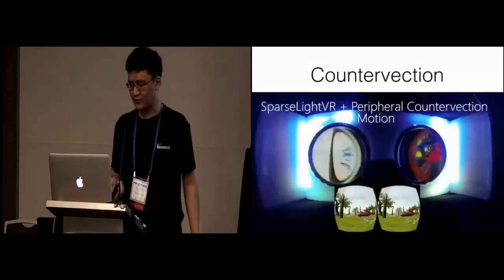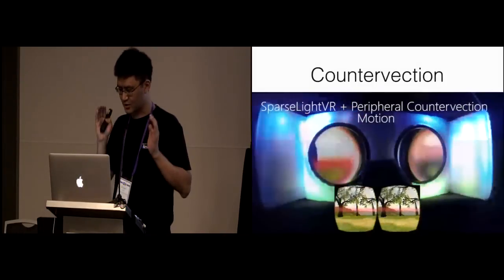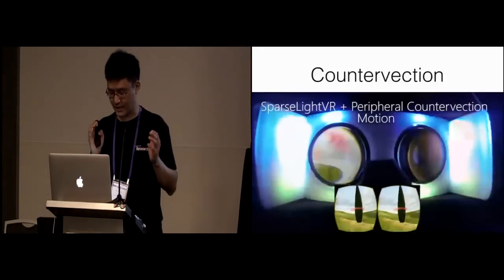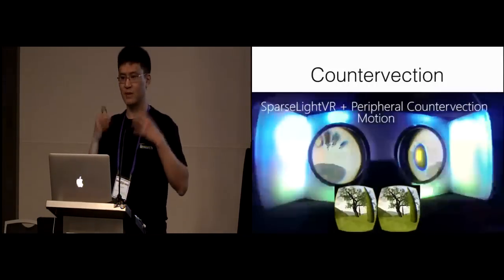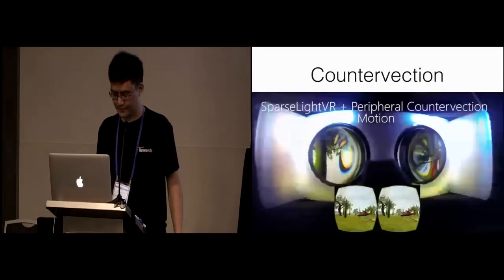Here again, you can see the counter-vection visualization in action. If the user is moving forward, you can see basically the stripes are rendered moving forwards as well. If the user turns, the stripes are rendered rotating in the same direction as the motion. And if the user stands still, basically the regular field of view is rendered. The regular environment is rendered.